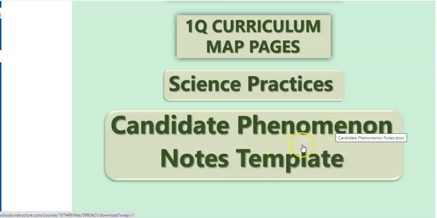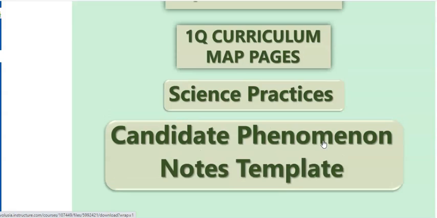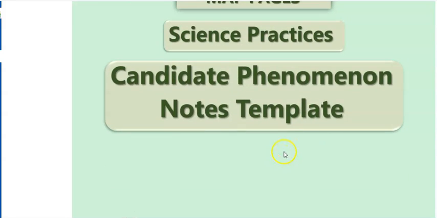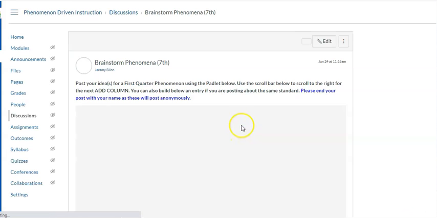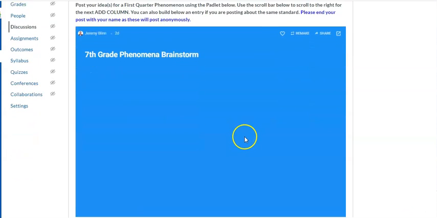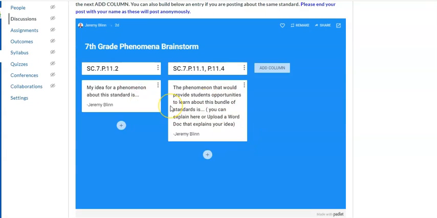And don't forget the candidate phenomenon template. You may utilize that to capture your thinking and your notes informally on there in order to derive some sort of idea. But if necessary, you might even utilize that document when you go to the Padlet. Now that's the next page. And here's the 7th grade Padlet. And this, like I explained in the video before, on how you would utilize this, but you may actually populate these with that template if you'd like to.